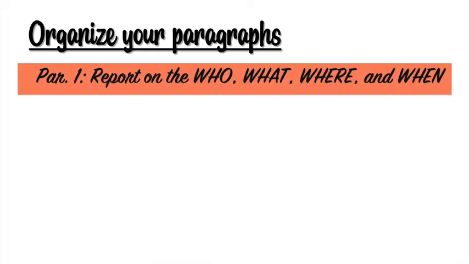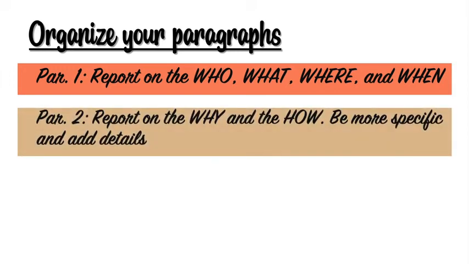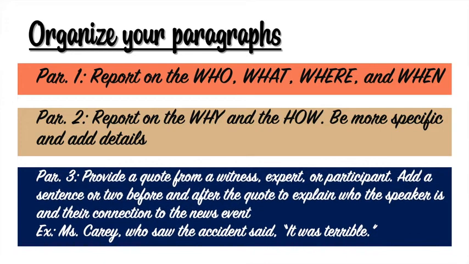Now let's organize your paragraphs. Paragraph 1: report on the who, what, where, and when. Paragraph 2: report on the why and the how. Be more specific and add details. Paragraph 3: provide a quote from a witness, expert, or participant. Add a sentence or two before and after the quote to explain who the speaker is and their connection to the news event. Example: Miss Carey, who saw the accident, said, "It was terrible."